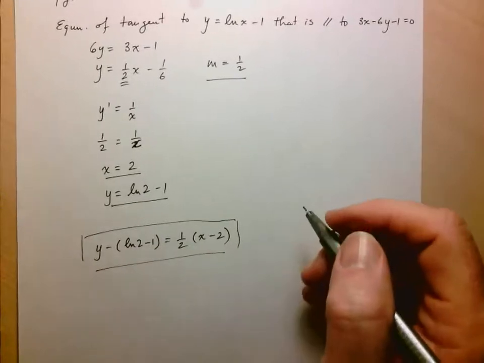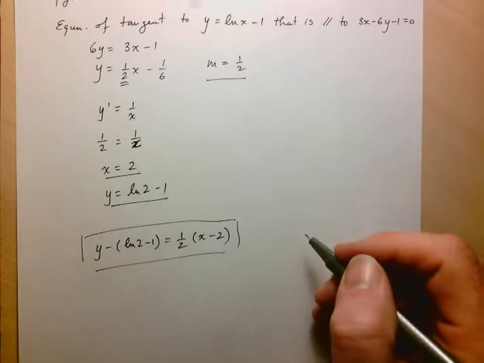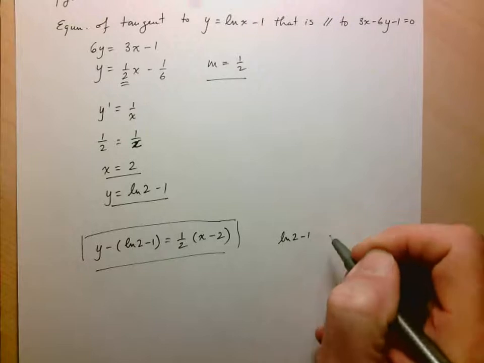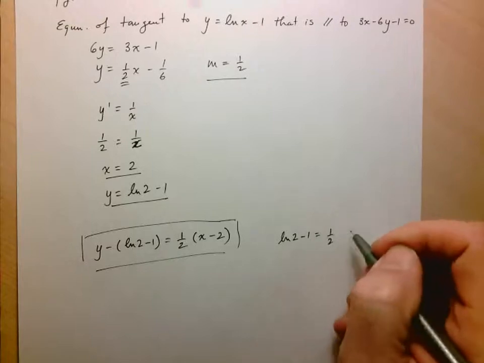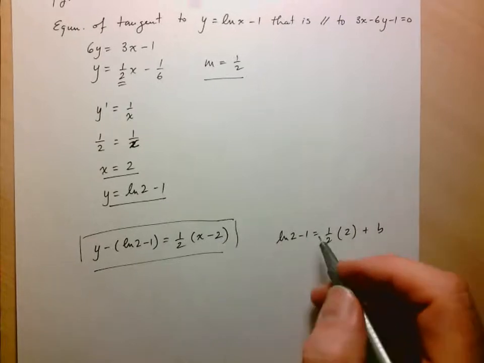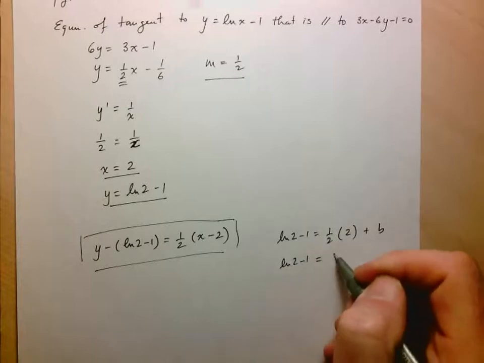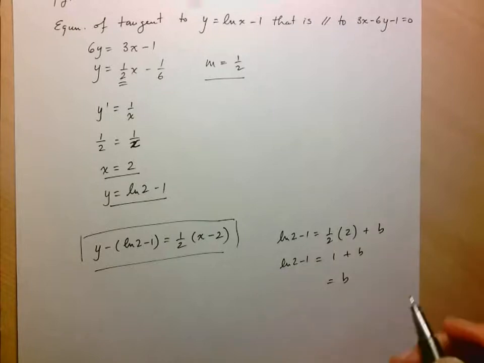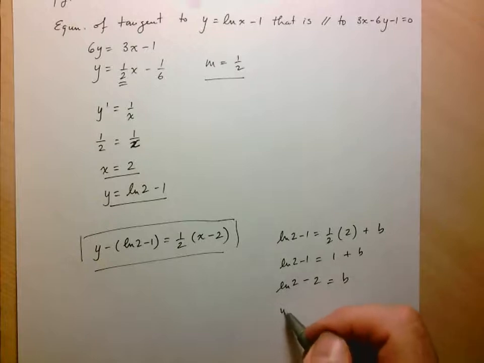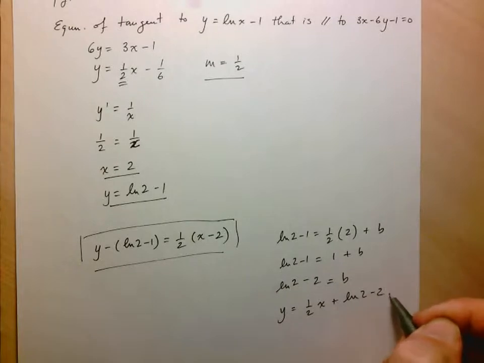The other option is the slope-intercept form, y equals mx plus b, and you solve for that b value, which is your intercept. So here, let's stick in the y value, ln 2 minus 1 equals m, 1/2, times x, which is 2, plus b, and now we can solve for b. This is actually a pretty easy one in this case. We've got ln 2 minus 1 equals 1 plus b, and we'll subtract the 1 to the other side, so ln 2 minus 2. So our equation is y equals 1/2 x plus ln 2 minus 2.